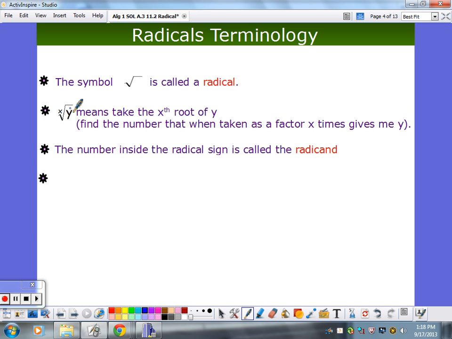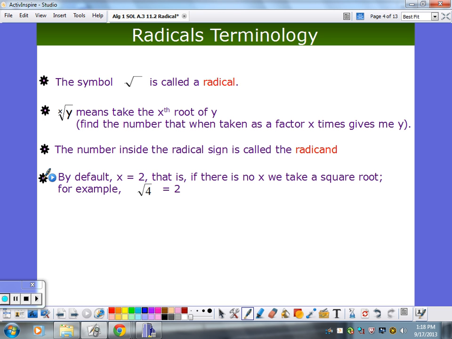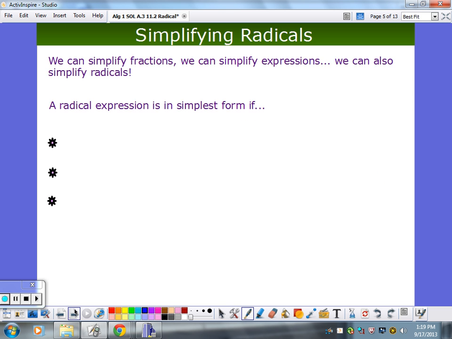The number inside, we call that a radicand. So the inside is the radicand. And by default, if there is no little number here, we assume it means 2. So if we mean 3, then we better put that in there. But if we don't put a number in there, it means 2. You could put a 2 in here. There's nothing wrong with that if you wanted to. And it just means take the square root, take the cube root, take the fourth root. So that's what we mean, just for terminology points.